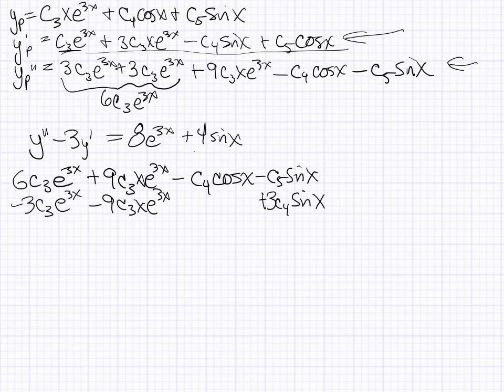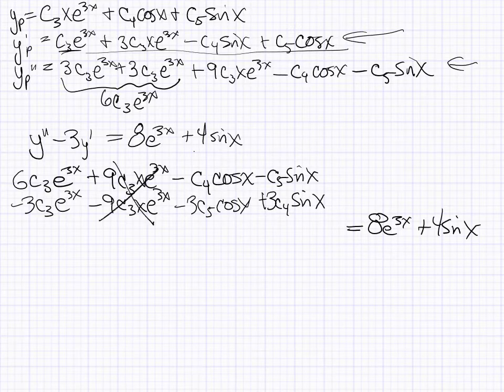And finally, the last one would be minus 3c5 cosine x. And like I said, I stacked these so that I can group them already and combine them. And remember, this is supposed to be equal to your 8e to the 3x plus 4 sine x. All right, so what happens here?